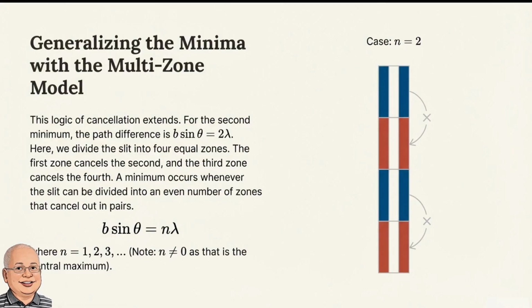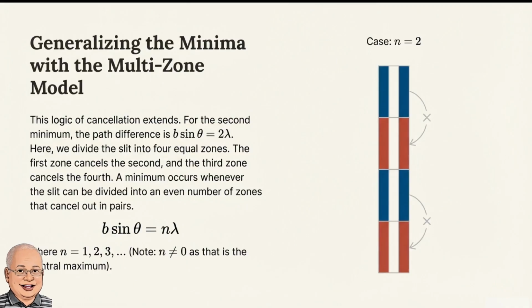So what we'll do, we'll consider a case for n is equal to 2. So two blue zones, two red zones. In the upper half, for every point on the blue zone, there is a point on the red zone for which b sin theta is equal to 2 lambda. Same thing happens for the bottom half. So for the upper half, there will be phase cancellation. For the bottom half, also there will be phase cancellation.